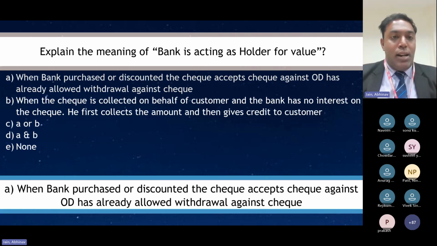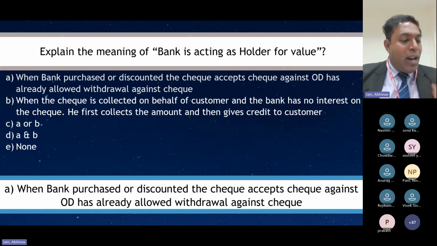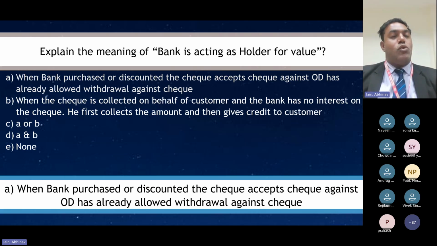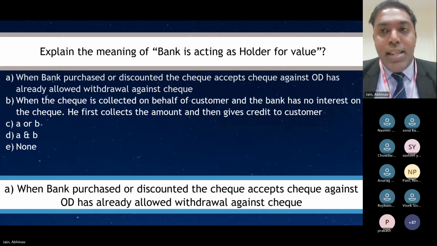Very important question. Where we are collecting some check against an amount already withdrawn by the customer, then we are holder for value because we have already paid the customer. But in a case where we have no interest, we are just supposed to collect the check and credit it to the customer's account, which might be a saving or current account. In this case, we are just acting as an agent. I hope the difference between holder for value and agent is clear to all of you, because a bank acts as both agent and holder for value.